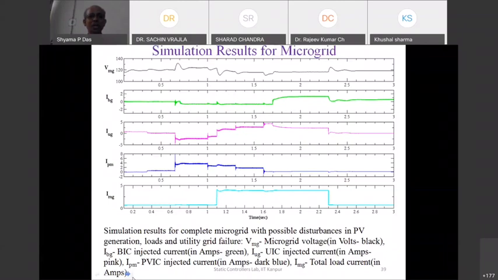So this pink trace, which is IUG, shows that the current is negative. It means the AC grid is basically absorbing power. The utility grid is absorbing the solar energy. So the AC mains is absorbing the solar energy here. So it basically goes like this, and then the sun becomes less bright. At 1 second, the brightness falls a little.